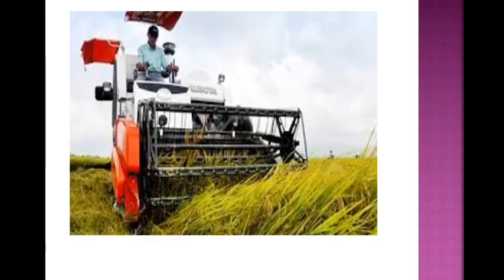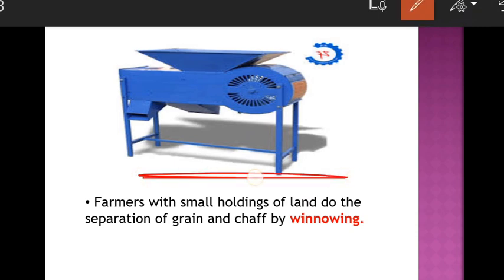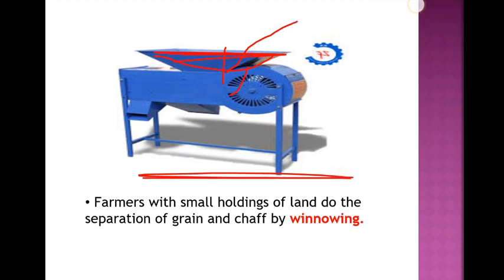And just look at this harvesting machine used to harvest the crop. And this is a winnowing machine. Farmers with small holdings of land do the separation of grain and chaff, the husk which is coated around the grain. Look at this winnowing machine. It is a funnel-like structure. By adding the grains into this funnel, the chaff, the husk, is removed. So that machine is called a winnowing machine.